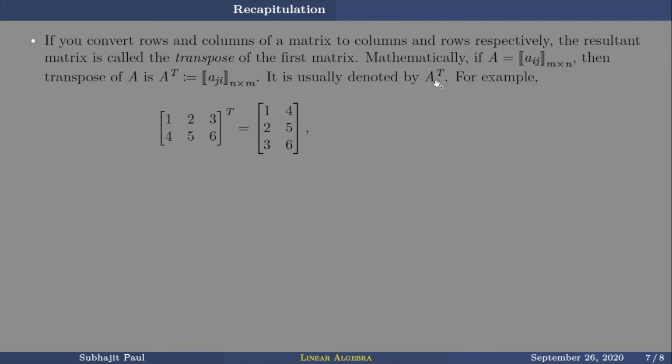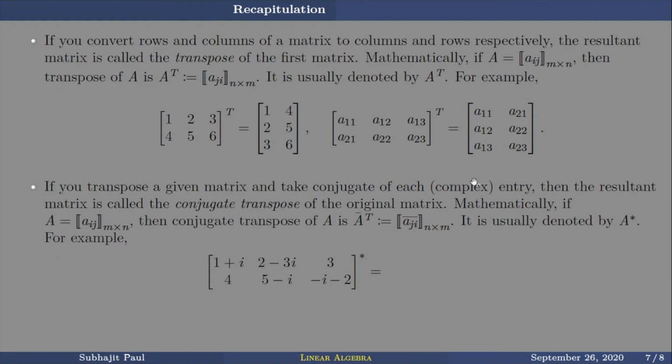It is usually denoted by A superscript T, A to the power T. We read it A transpose. For example, this one transpose is this one. So rows have become columns, 1, 2, 3, 4, 5, 6, and the columns have become rows. This one, do not look at this part. I forgot to put a break over here. Now look at this matrix: A11, A12, A13, A21, A22, A23. The transpose of this one is A11, A12, A13. This will be the column. A21, A22, A23. This will be the other column.